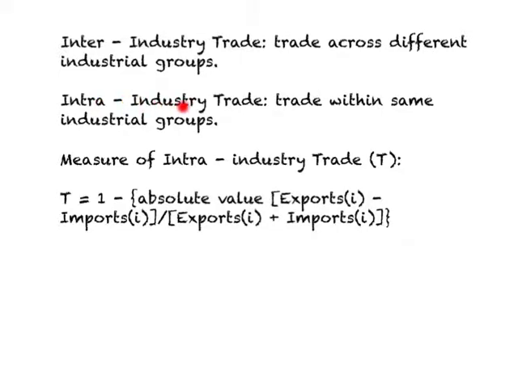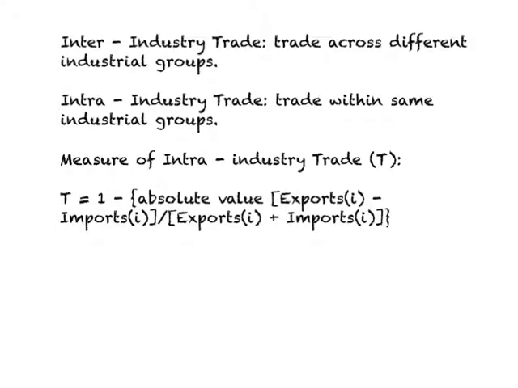As far as intra-industry trade, this is the trade between similar countries. For example, between developed countries, they might be exporting cars and importing cars. They might be exporting airplanes and also importing airplanes. And the bulk of world trade is between developed countries, and most of it is intra-industry trade. So economists have come up with a measure of intra-industry trade, and this measure is denoted by the letter T.